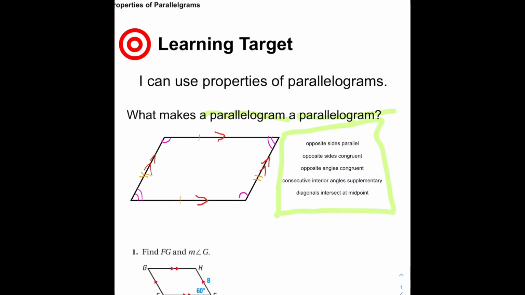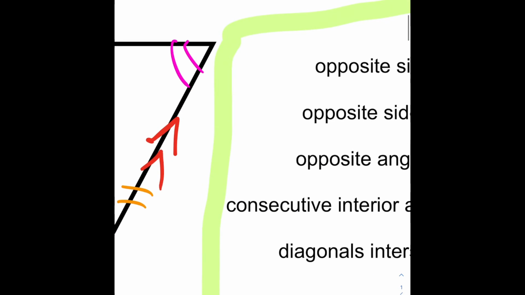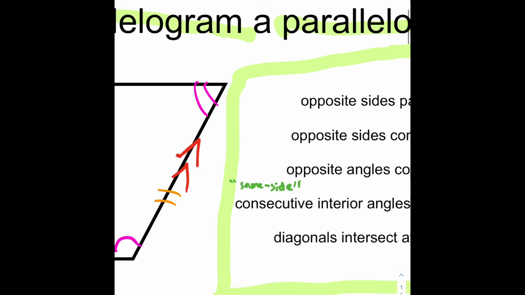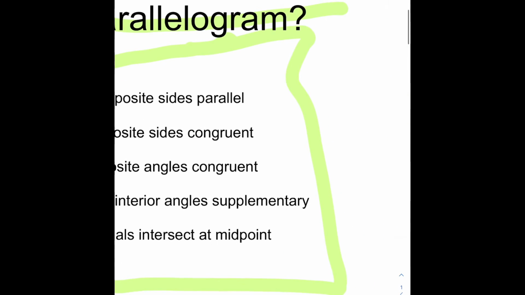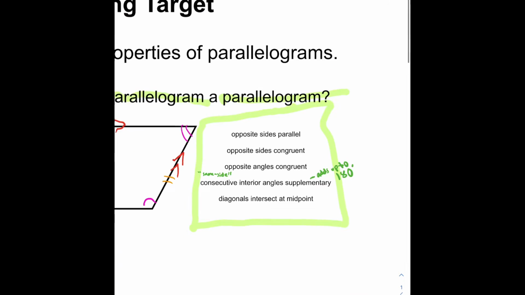Consecutive interior angles are supplementary. Again, Mr. Larson prefers the word same side interior angles. It's the same thing, different terminology. Same side interior angles are supplementary. Do we remember this word? Supplementary means adds up to 180 degrees.